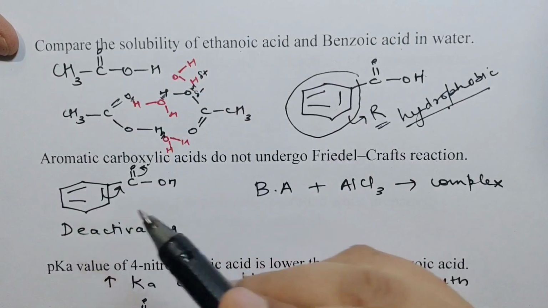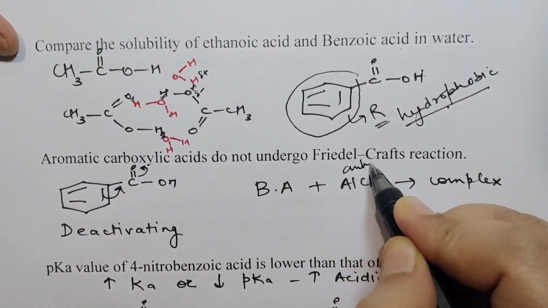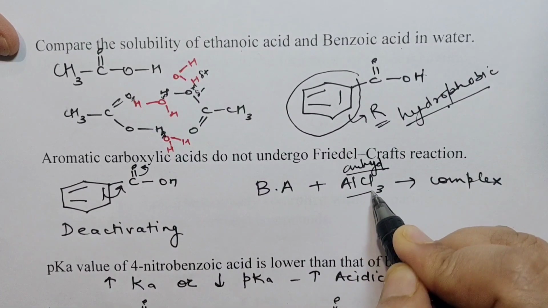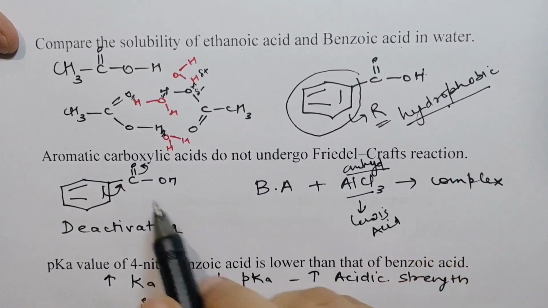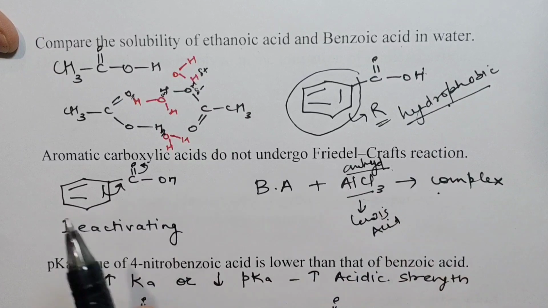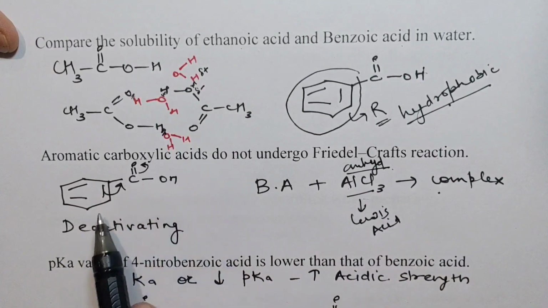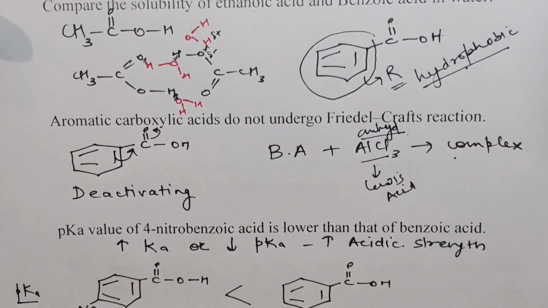So that's one reason. The second thing is that Friedel-Crafts reaction basically uses anhydrous AlCl3 as catalyst because this is a Lewis acid. But your benzoic acid makes a complex with it, so it consumes it. Therefore, aromatic carboxylic acid, that is benzoic acid, would not undergo Friedel-Crafts reactions. Moving on.